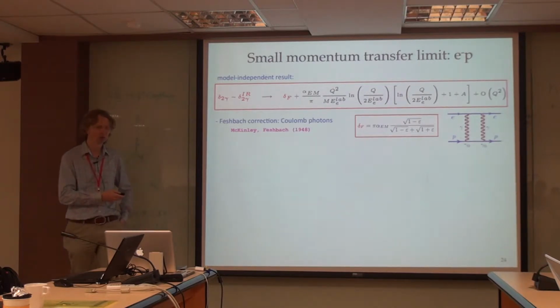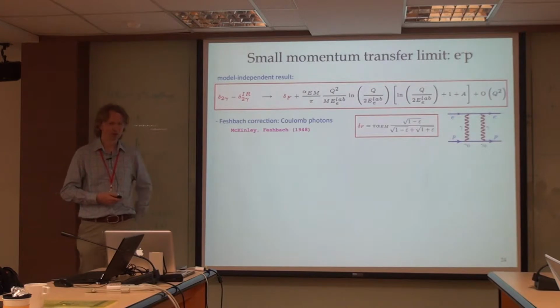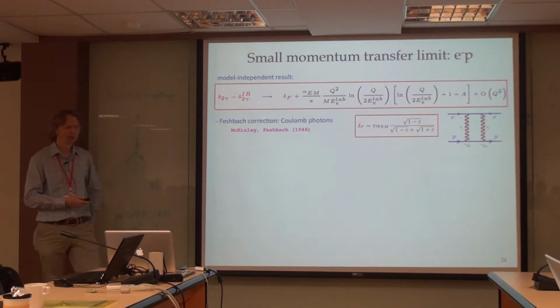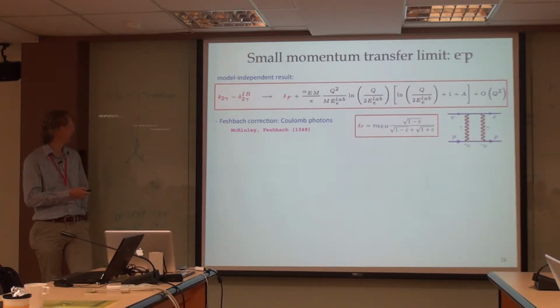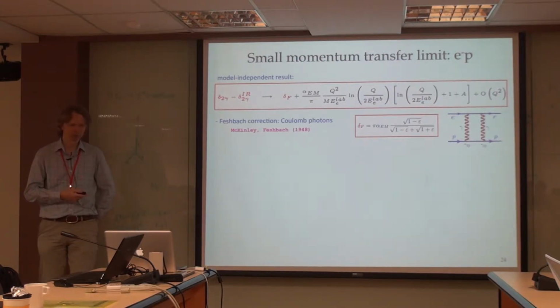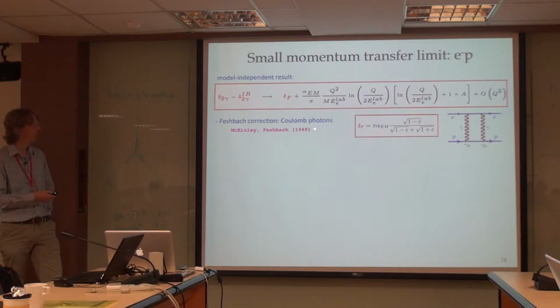This is just due to soft photons. So if you do a field theory calculation, you can always split off that part. And then you will get an expansion in Q squared. The leading terms are non-analytical. The leading term has been calculated quite a long time ago, actually, by Feshbach and McKinley, in '48. And this is just due to Coulomb photons.